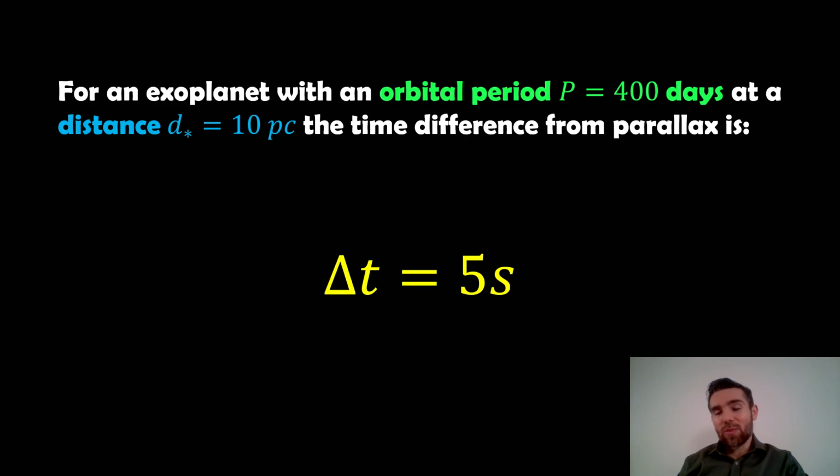So let's finish with an actual example to give you an idea of how much the time difference is actually going to be due to parallax. We've got an exoplanet that has an orbital period of 400 days, so a little bit longer than Earth. It's going to be at a distance of about 10 parsecs, which actually is relatively close, relatively nearby. That's going to give you a change in the timing of the transit by about 5 seconds.